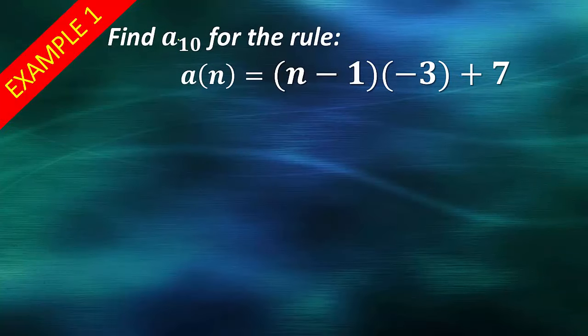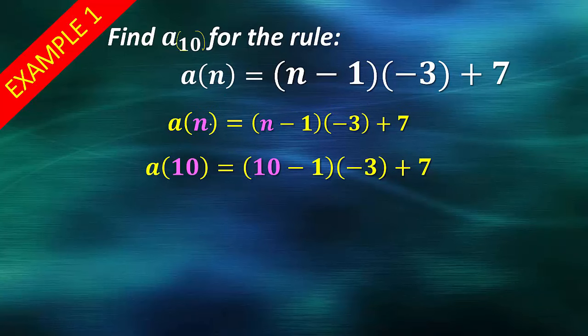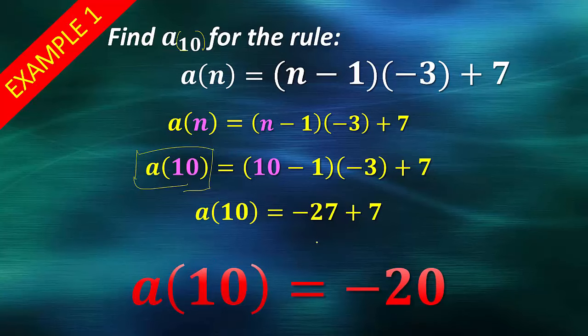Alright, so let's practice. We want to find A10 for the rule AN equals n minus 1 times negative 3 plus 7. So this could be anywhere. All you're doing is taking the equation you're given, and we need to find 10. So we're going to plug in 10, and everywhere we see n, we're going to put a 10. Remember, we don't do anything over here. This just stays where it's at. So we plug it in over here. 10 minus 1 is 9, and 9 times negative 3 is negative 27. Negative 27 plus 7 is negative 20.